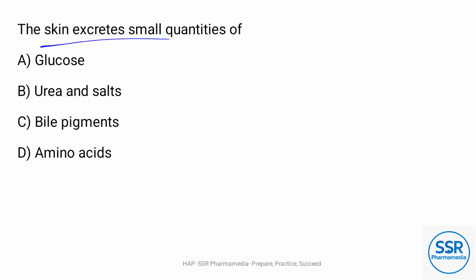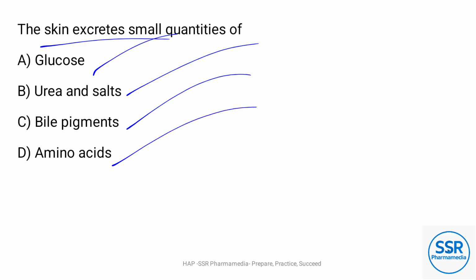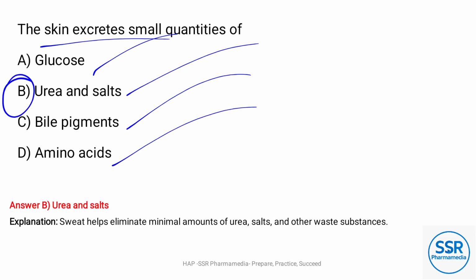The skin excretes small quantities of: option A, glucose; option B, urea and salt; option C, bile pigment; option D, amino acids. So the answer is option B, urea and salt. Sweat helps eliminate minimal amounts of urea, salt and other waste substances.